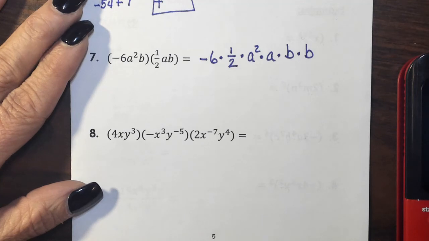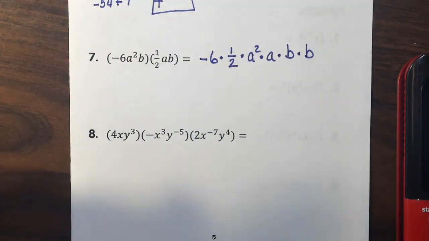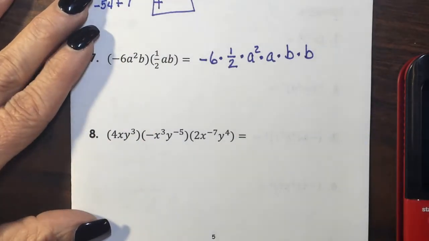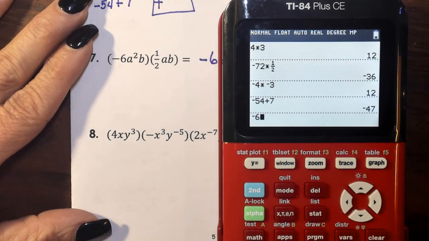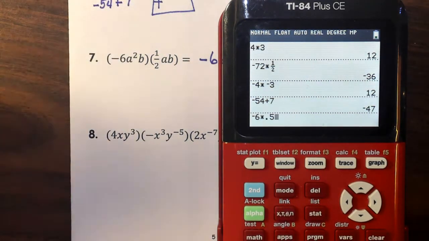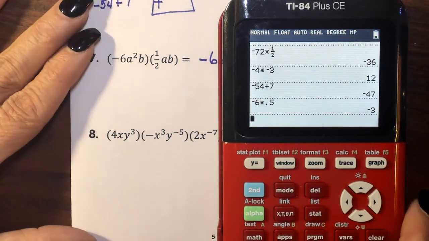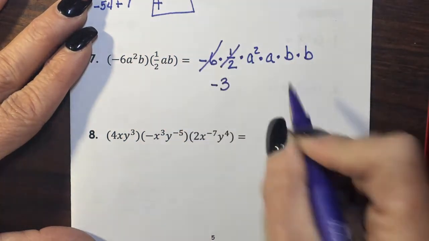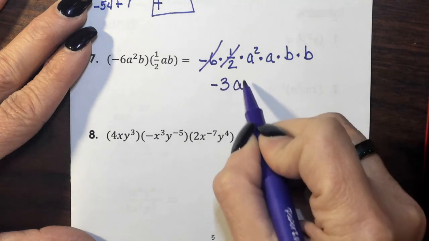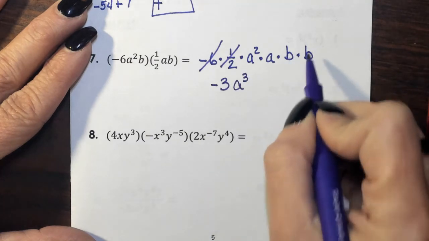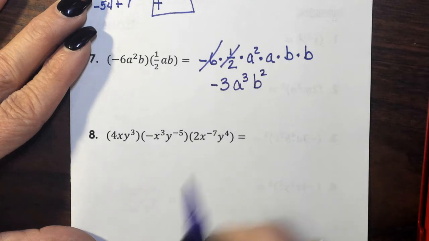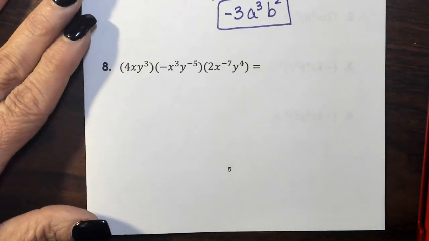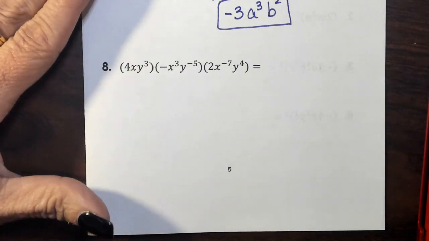All right, so I expanded it out. Negative 6 times 1/2, a squared and a, b and b. Negative 6 times 1/2. I'm going to do the 0.5 on this one. Okay, so half of negative 6 will be negative 3. So this is negative 3 on those. 2 a's and 1 a give me a total of 3 a's. 1 b and 1 b give me 2 b's. And there you go. I hope you got it right, because we are about to do this big bad boy right here. Here we go.